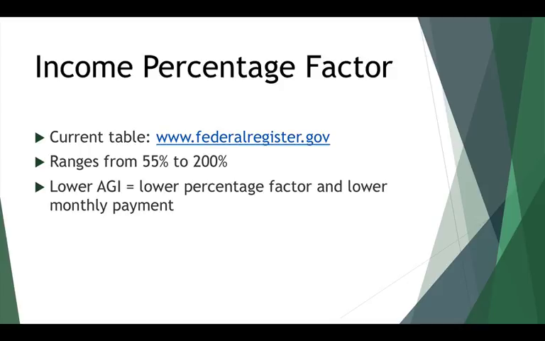The income percentage factor that we multiply the monthly payment you'd make under the standard 12-year plan by ranges from 55% to 200%, and it depends on your adjusted gross income. So you make less money, your income percentage factor is lower, and therefore your monthly payment is also a little bit lower. This is also something that's updated by the government periodically, and you can look yours up at federalregister.gov.